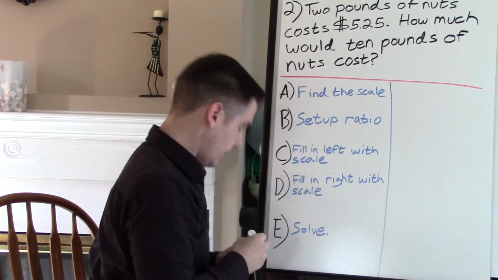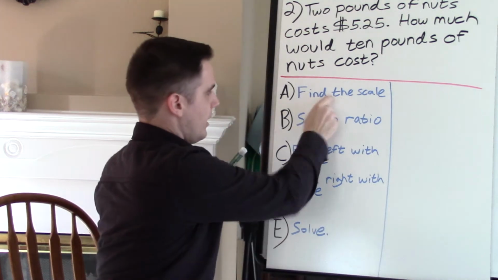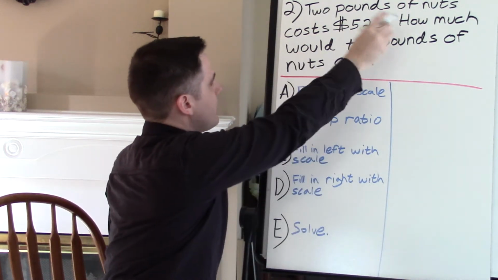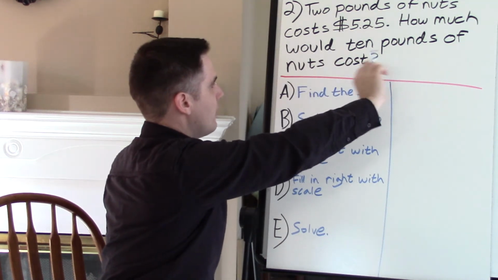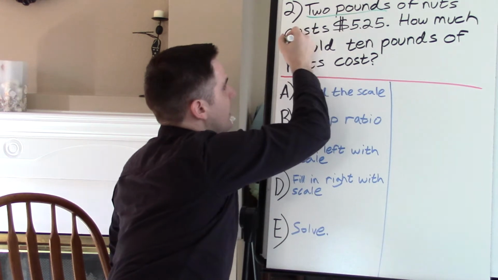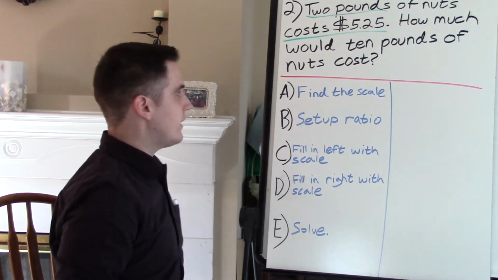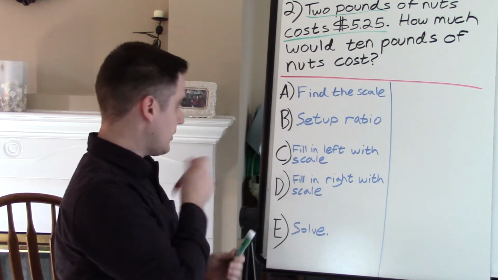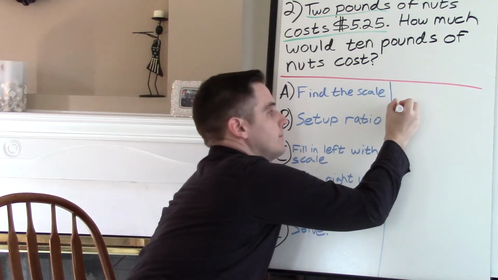So set up your ratio. Oh wait, sorry. Find the scale. 2 pounds of nuts cost $5.25. How much would 10 pounds of nuts cost? So 2 pounds costs $5.25. There's your scale. So now we can set up the ratio.